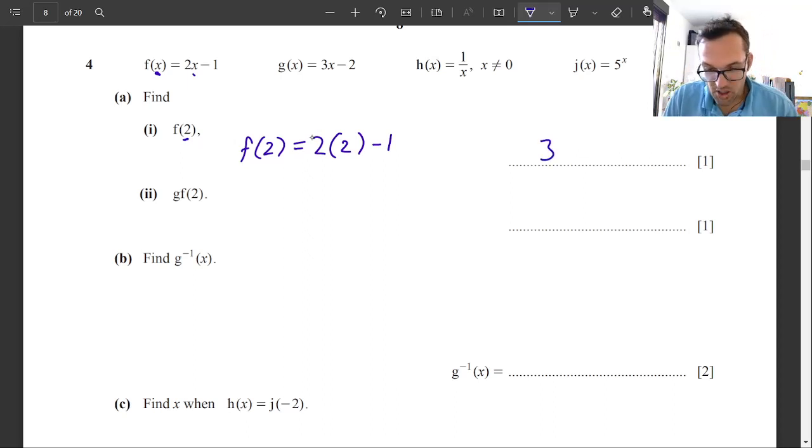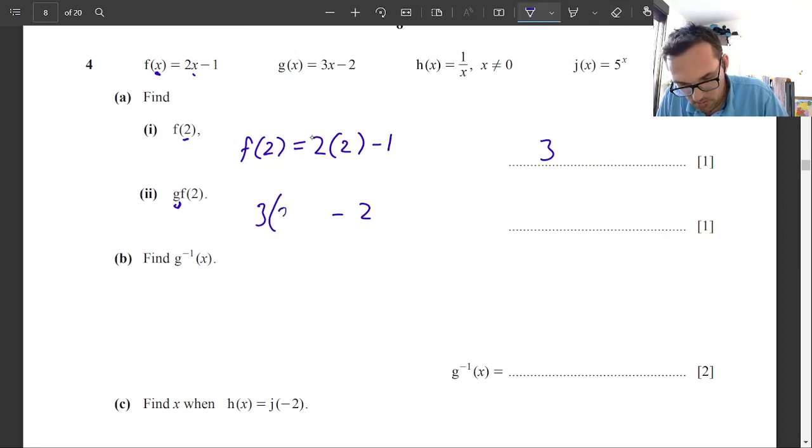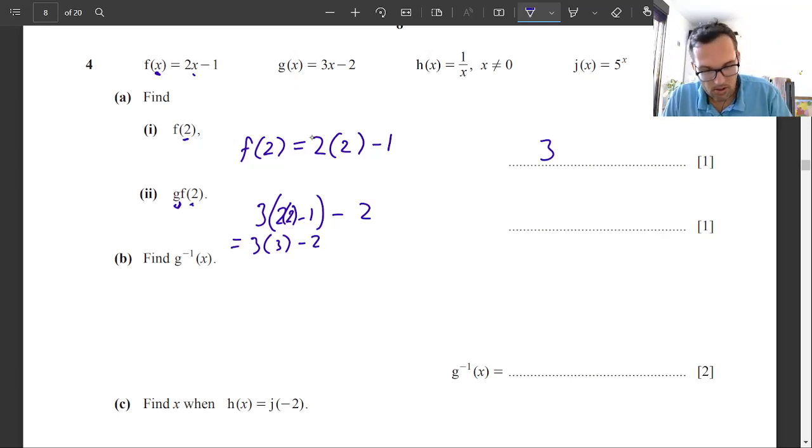Next one. The function of g, let's write that down. The function of g is 3x minus 2. And then inside the function of g, we put the function of f. So instead of x, we put the function of f, which is 2x minus 1. And then also, they have changed the x for a 2. So we change that x for a 2. You see that's basically the previous answer put into the function of g. So that will give us 3 times 3 minus 2, so that's 9 minus 2 is 7.